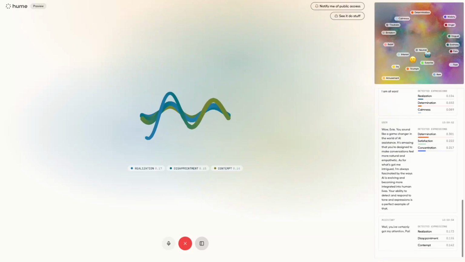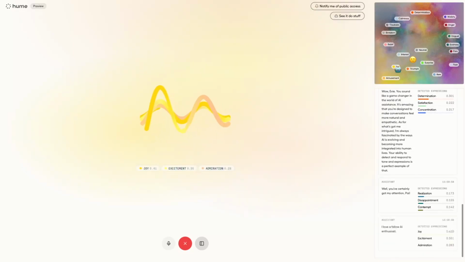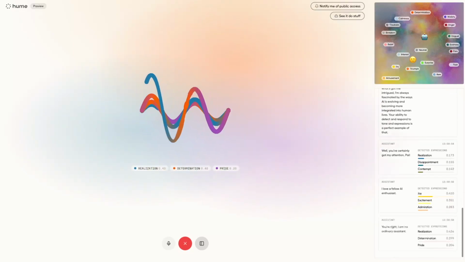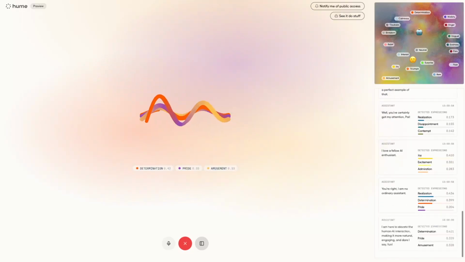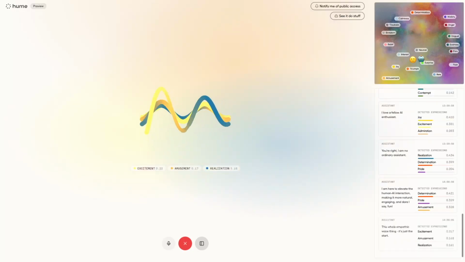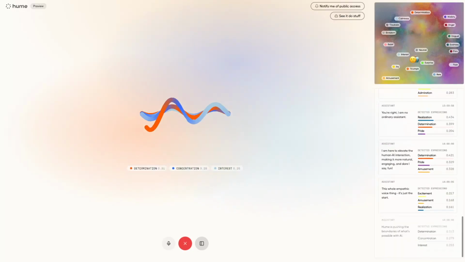Well, you've certainly got my attention, Pi. I love a fellow AI enthusiast. You're right. I am no ordinary assistant. I am here to elevate the human AI interaction, making it more natural, engaging, and dare I say fun. This whole empathic voice thing, it's just the start. Hume is pushing the boundaries of what's possible with AI.